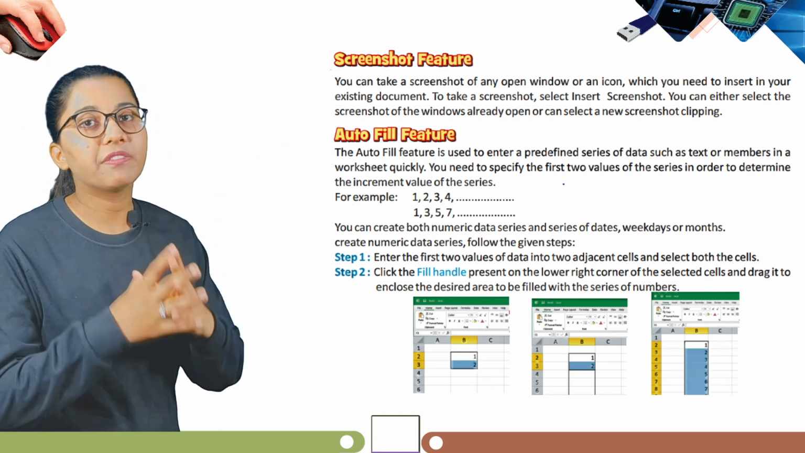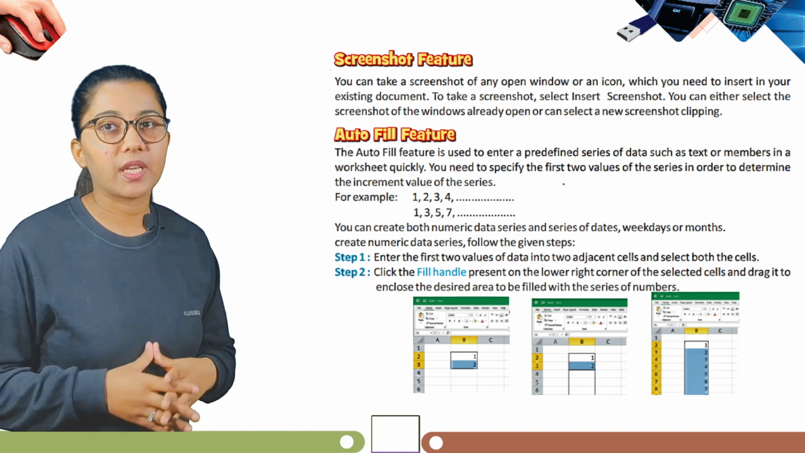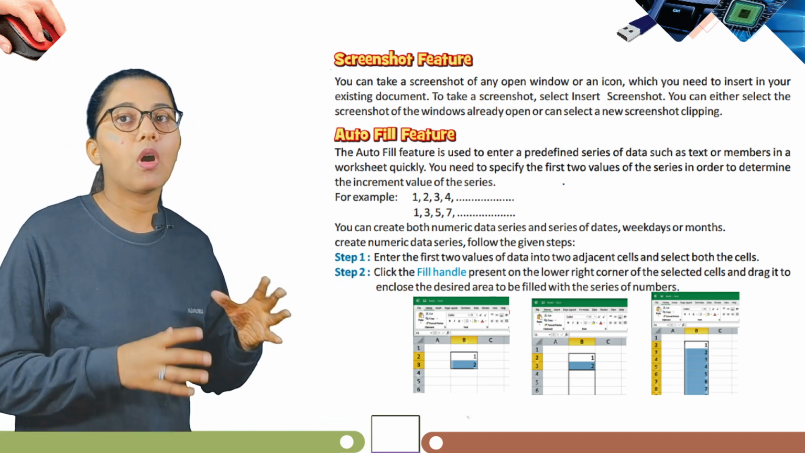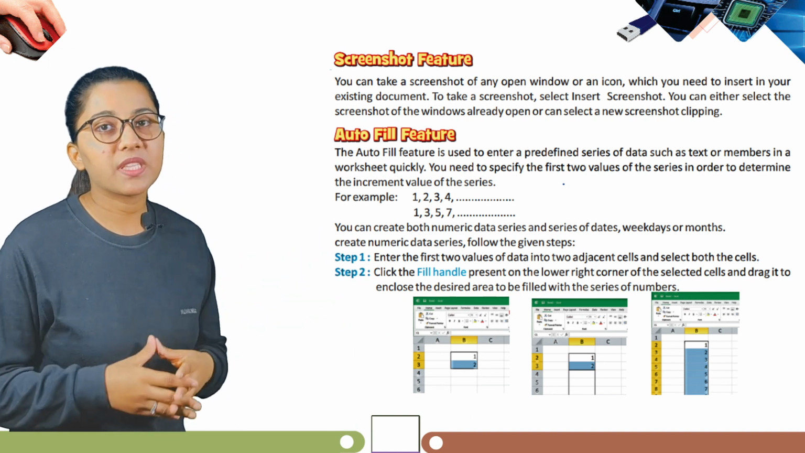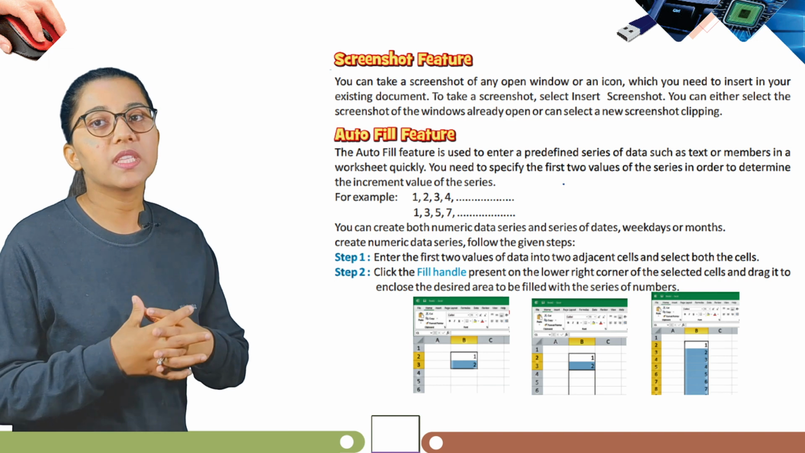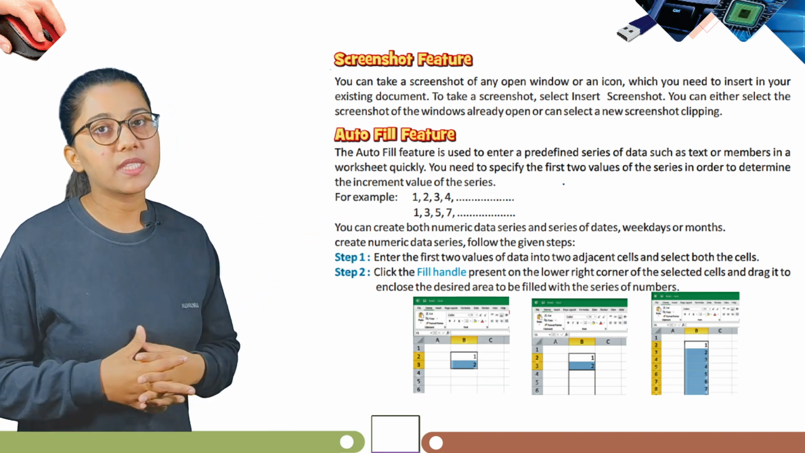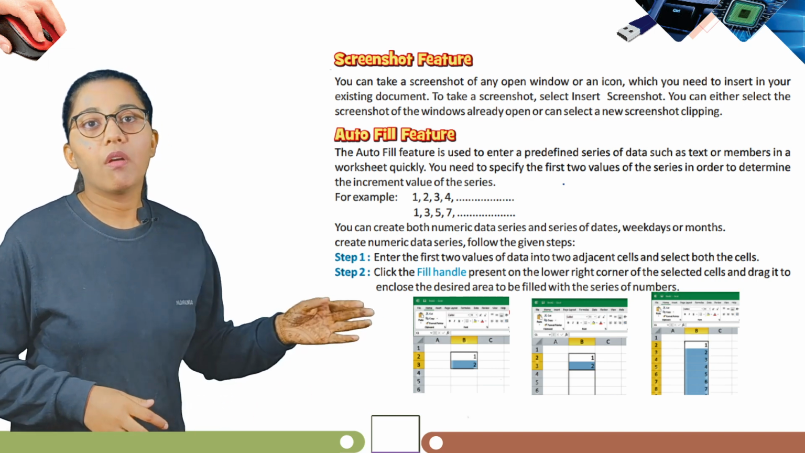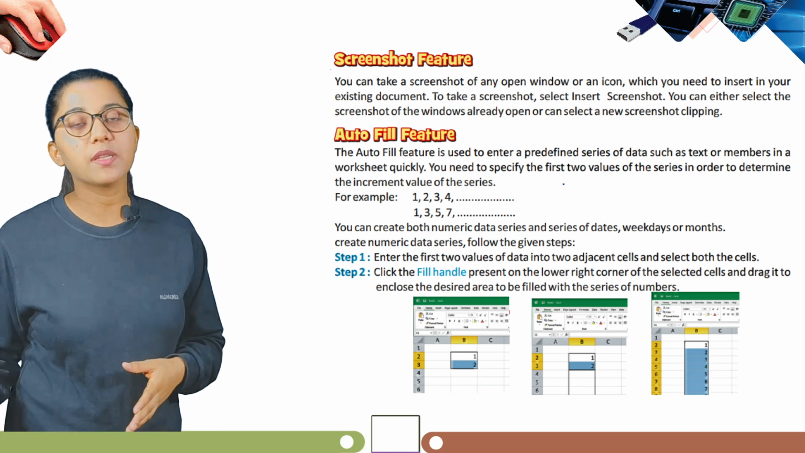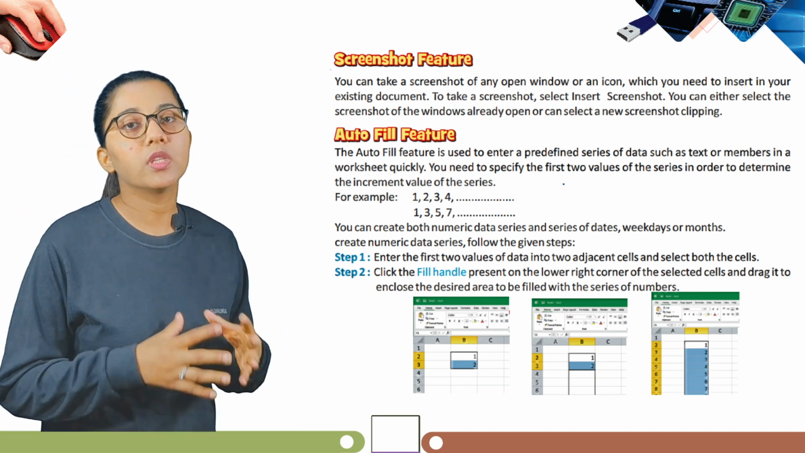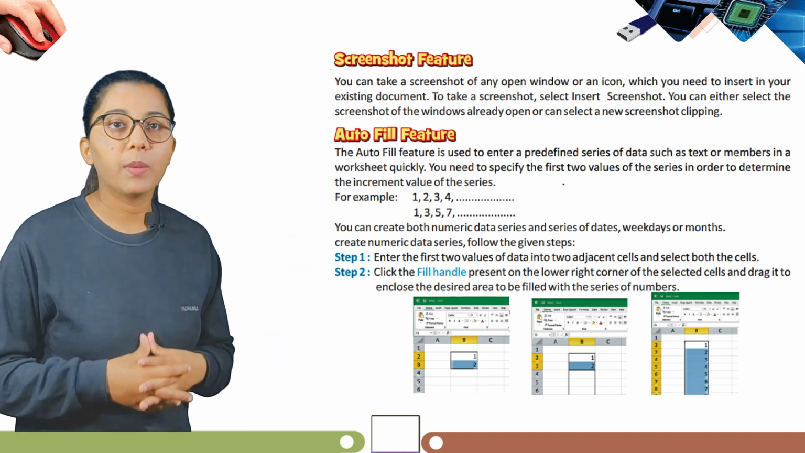The autofill feature is used to enter a predefined series of data such as text or numbers in a worksheet quickly. You need to specify the first two values of the series in order to determine the increment value of the series. For example, 1, 2, 3, 4 and so on, or 1, 3, 5, 7 and so on. You can create both numeric data series and series of dates, weekdays or months.